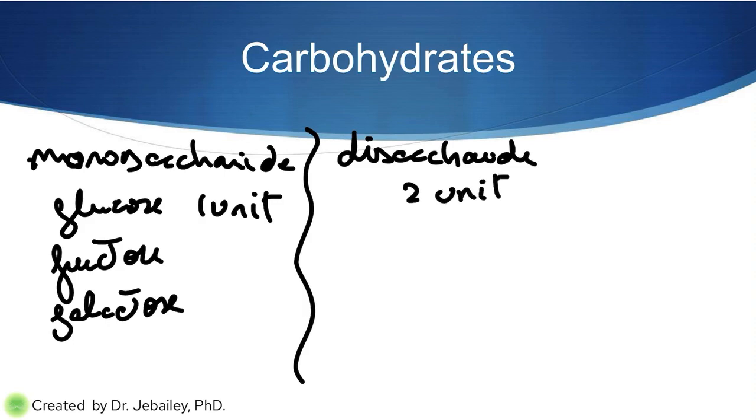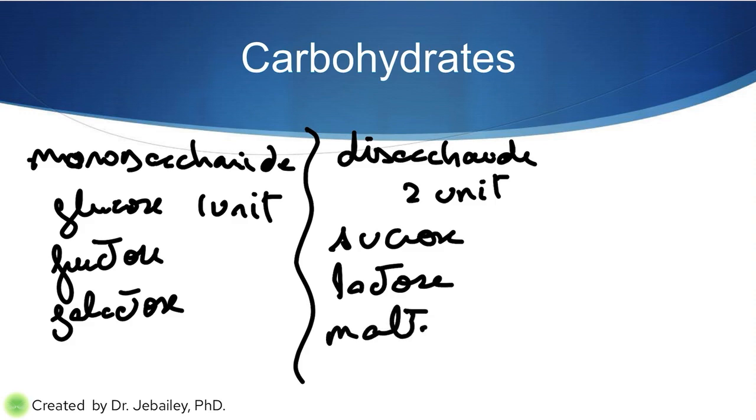In this case, we can talk about sucrose, which is the table sugar. We can talk about lactose, which you find in the milk. And we can talk about maltose, which you can find in spaghetti. But these are made of 2.